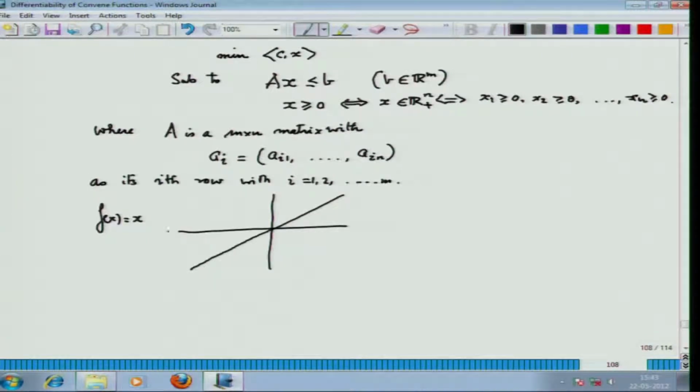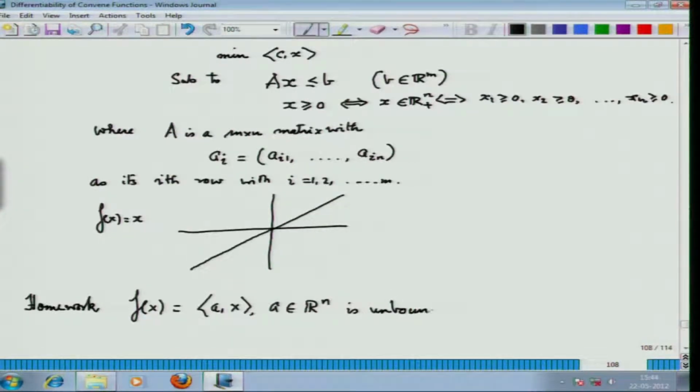What you can prove, which is again your homework, is that f(x) equal to a x, with a an element of R^n, is unbounded on R^n. So, this is your homework: f(x) equal to a x is unbounded on R^n.